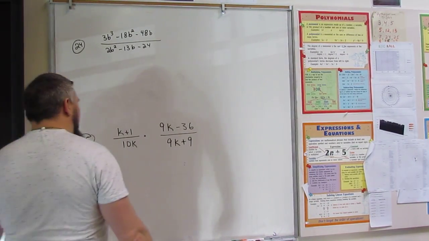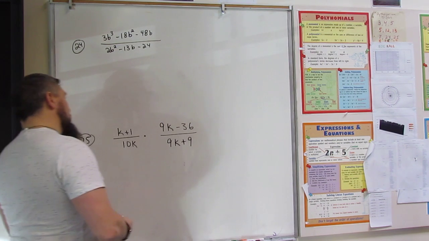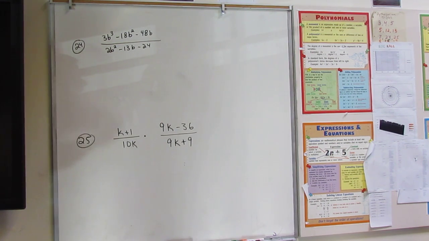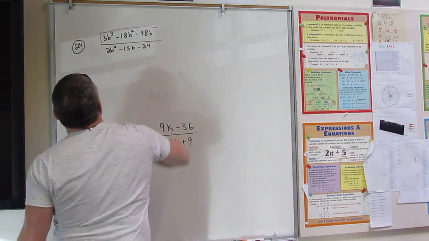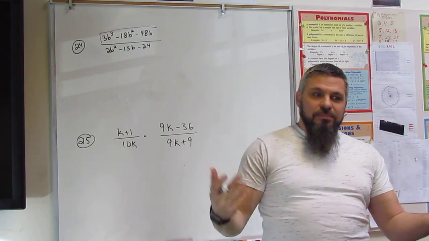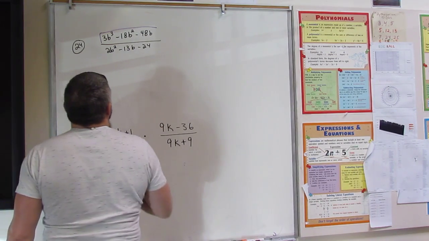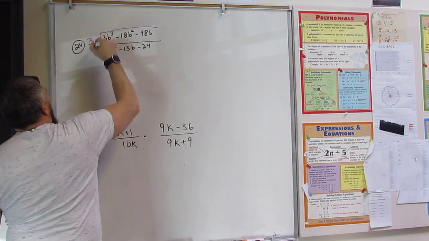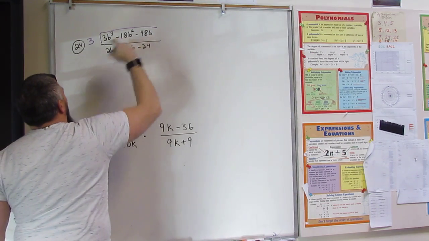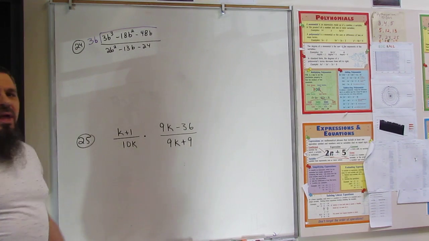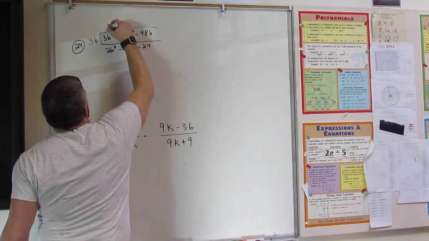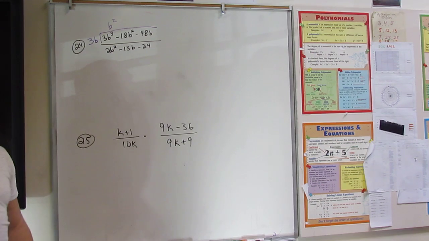We have 24 and 25 here. Again, it's about the 5-step method, GCF, right? So what goes into 3, 18, and 48? 3. Perfect. And b cubed, b squared, b. B squared? No. Or is it just b? B. Okay? And so 3b goes into 3b cubed, b squared times, right?